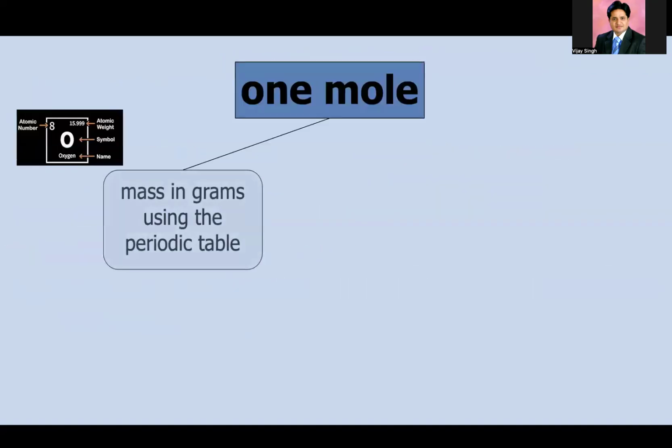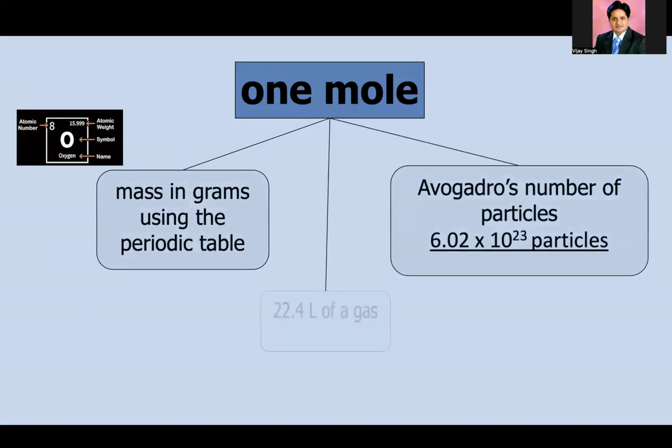So let's summarize what is a mole. A mole is the mass in grams using the periodic table. If you look at the periodic table here, for example, we have oxygen. So 1 mole of oxygen will weigh approximately 15.99 or 16 grams. So that's the mass in grams using the periodic table. 1 mole is equal to Avogadro's number of particles, and Avogadro's number is 6.02 times 10 raised to the power 23. And 1 mole of a gas is 22.4 liters.